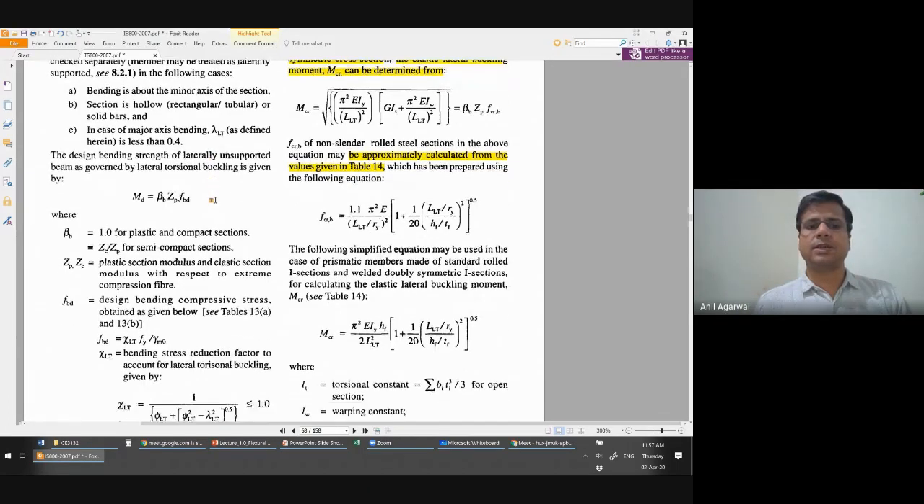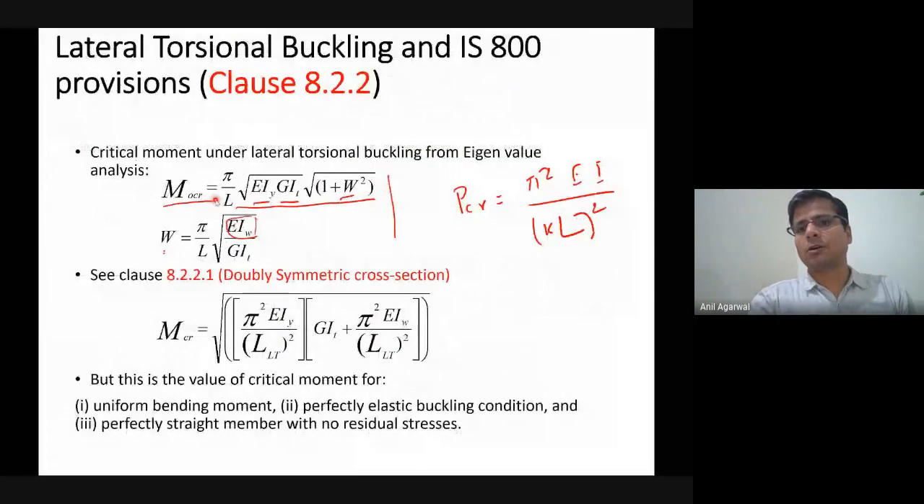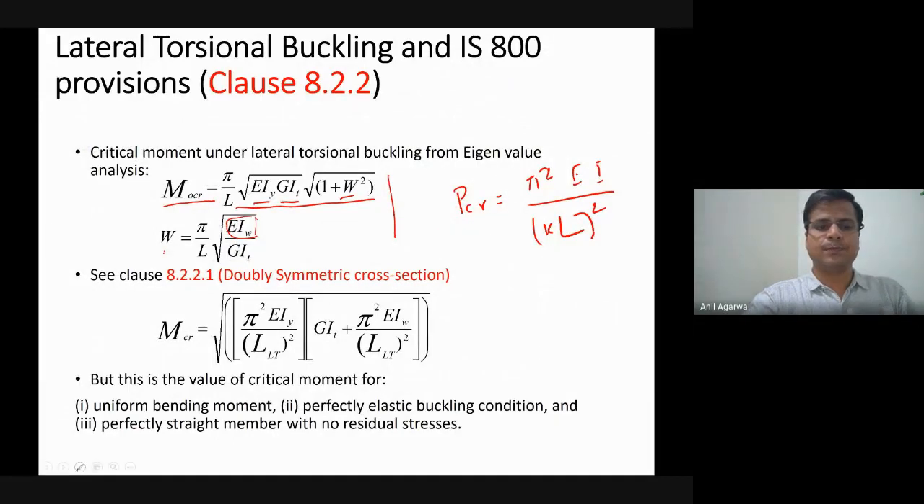What happens here is that, just like you may remember, when you were calculating the column capacity, you had to first calculate P critical or PE. You remember?